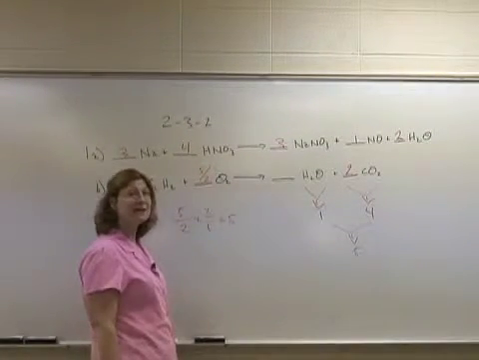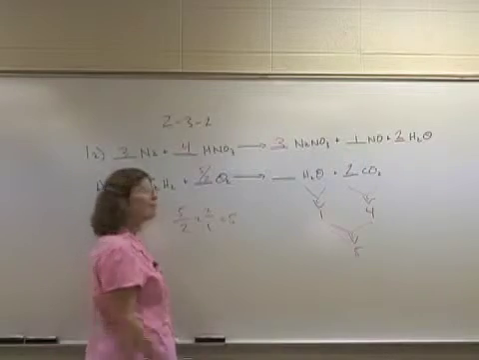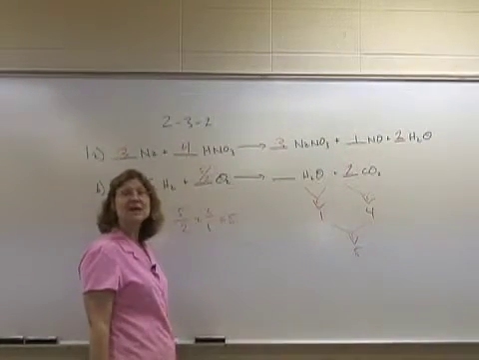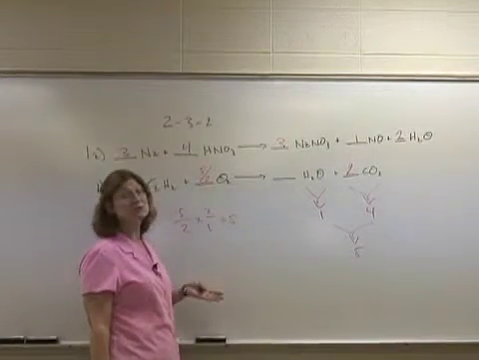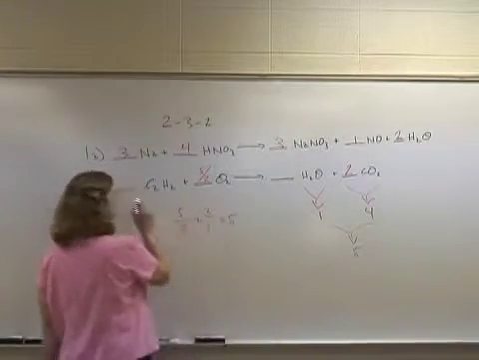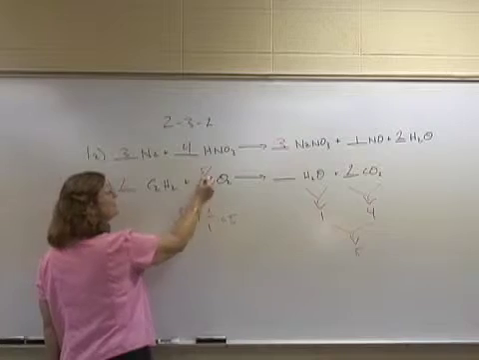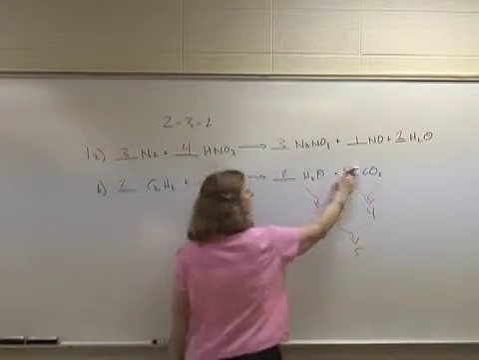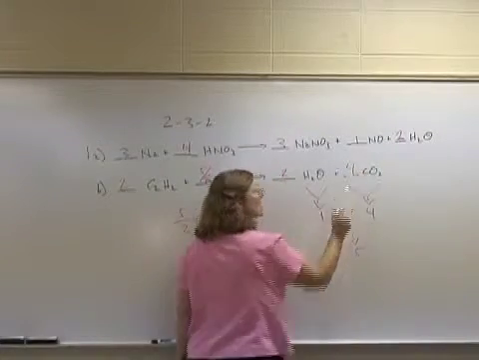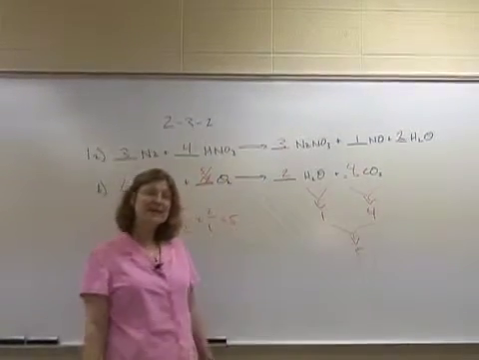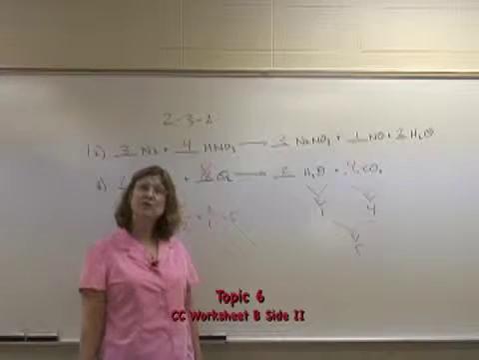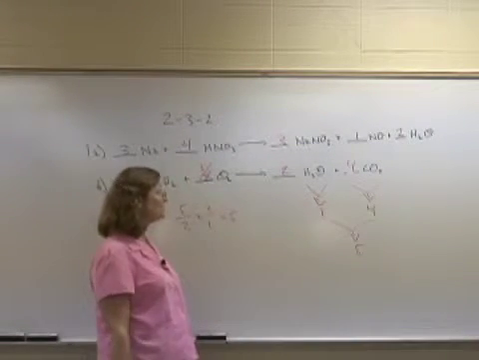However, I cannot leave it in fraction form. Therefore, I must multiply everything through, just like I would in mathematics. If I do something to one side, I must do it to the other. Therefore, I'm going to multiply through by 2. This denominator cancels. I get 2 waters and 4 carbon dioxides. Now these take a bit of practice, and you have some of them to do tonight on your worksheet, so you'll give them a try.